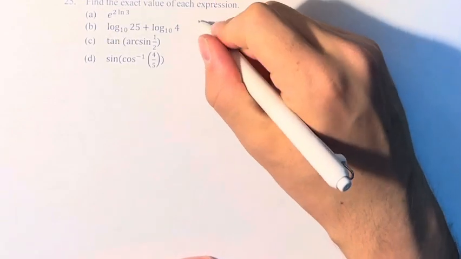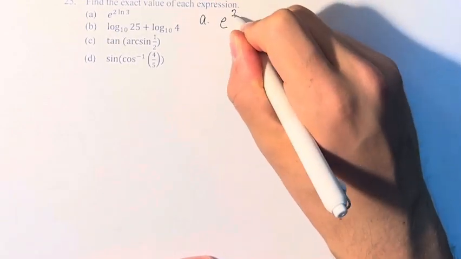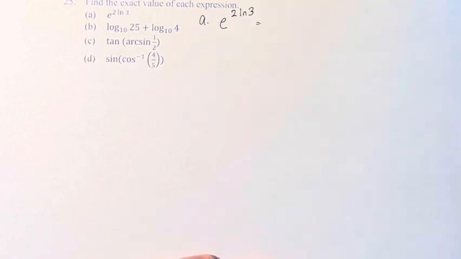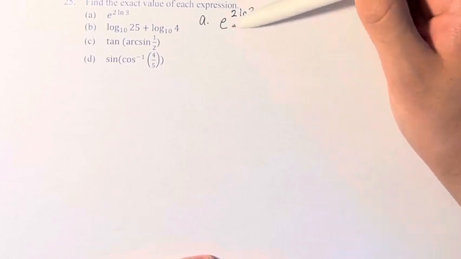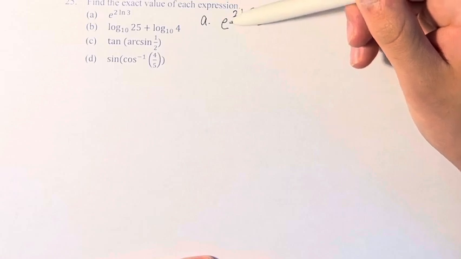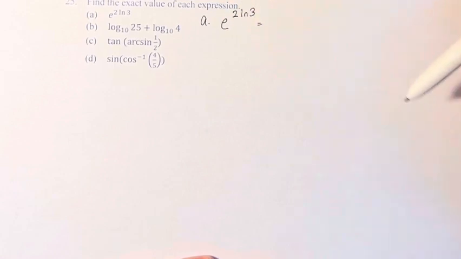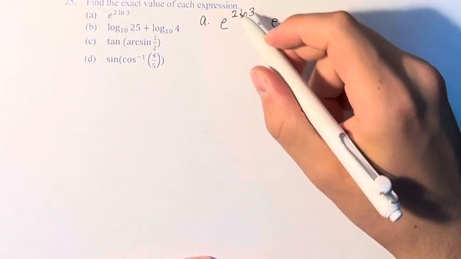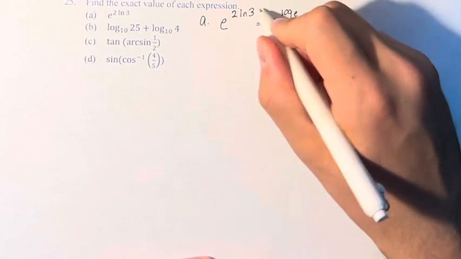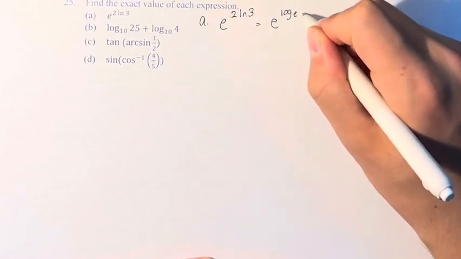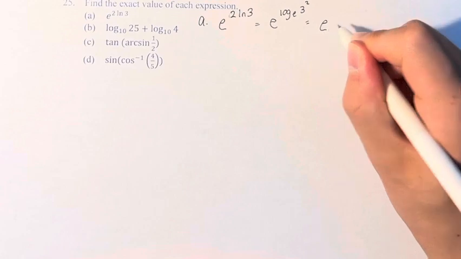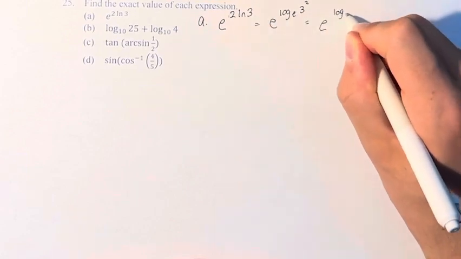Starting here with a, we have e to the 2 times ln of 3. So the first thing we can do is, when we have a log with a constant outside of it, we can bring the constant in as an exponent of whatever the log is taking on. So this means we have e to the ln, which I'm going to write as log base e, of 3 to this constant, which is the second power. So again, we have e to the ln, which is log base e, of 9.